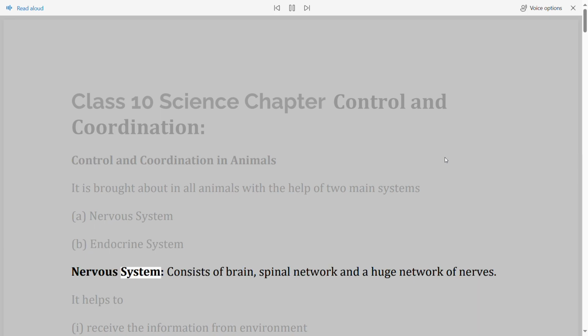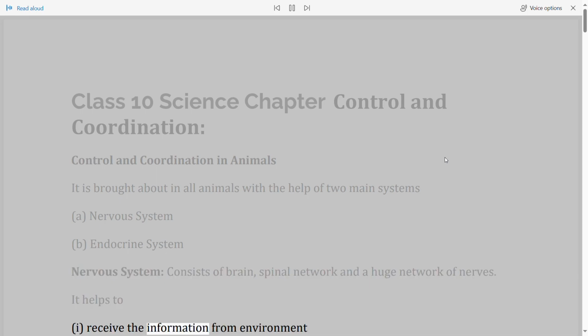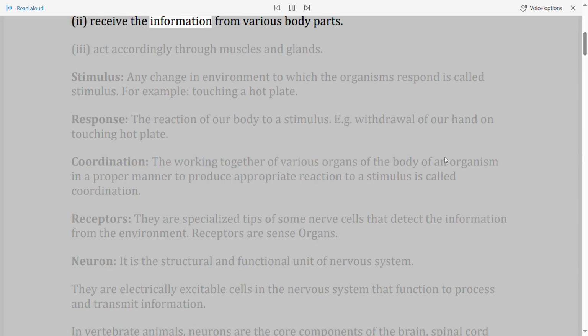Nervous system consists of brain, spinal cord and a huge network of nerves. It helps to 1. Receive the information from environment, 2. Receive the information from various body parts, 3. Act accordingly through muscles and glands.